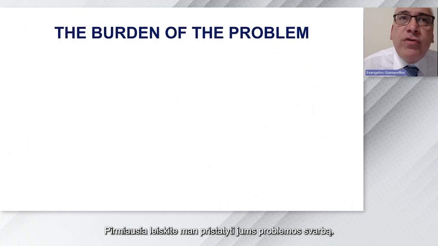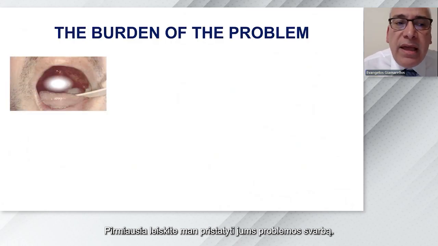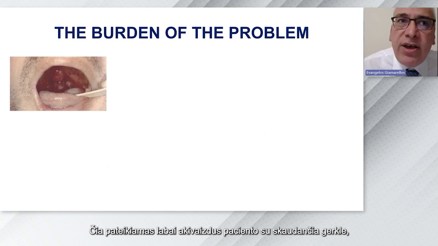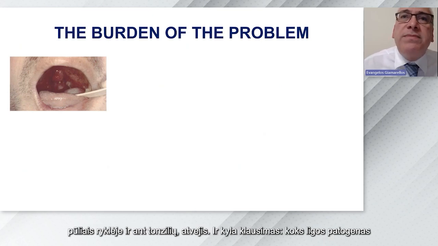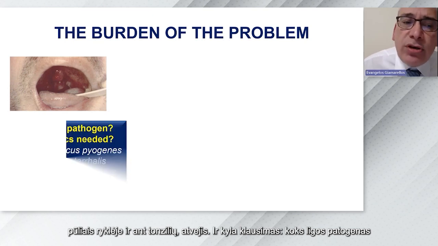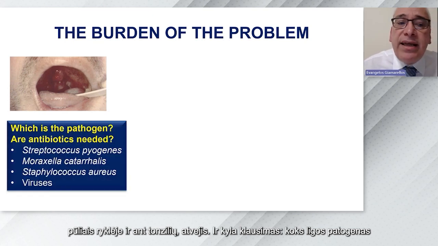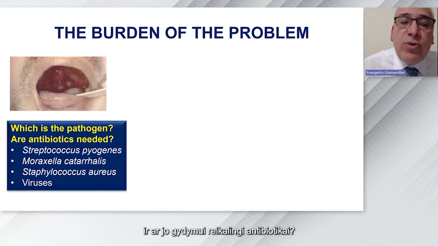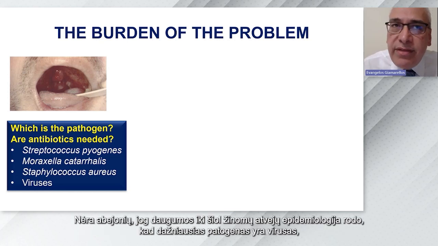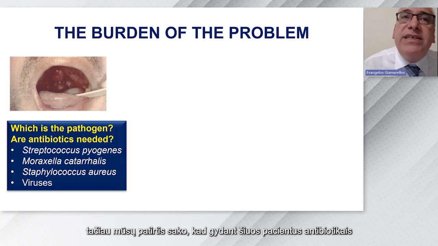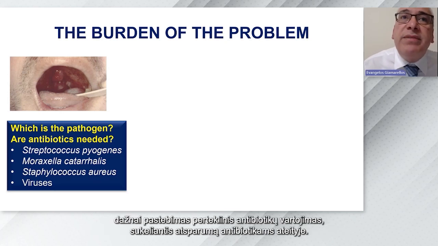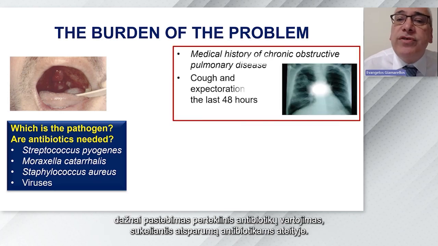And allow me, first of all, to present you the burden of the problem. Here is a very obvious case of a patient who has sore throat, who has pus in the pharynx, covering the tonsils. And the question is, which is the pathogen and whether antibiotics are needed. There is no doubt that in the majority of cases, epidemiology tells us that the most common pathogen is a virus, but still what we have experienced is that there is overconsumption of antibiotics in these patients, who are often treated with antibiotics, and this leads to emergence of resistance.